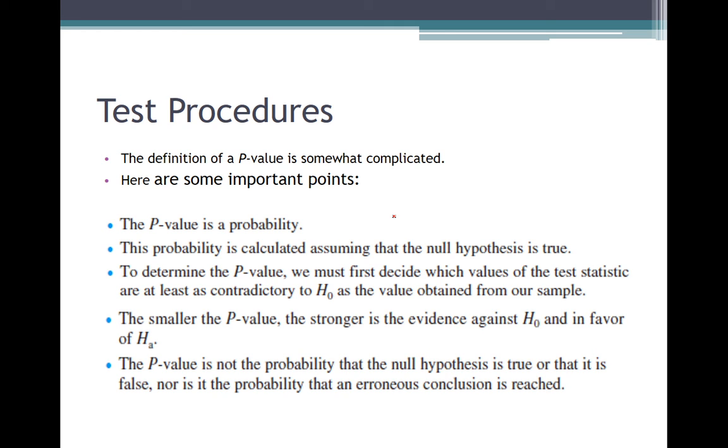It is not the probability that the null hypothesis is true or false. That's a big one. It is not, just like with the confidence interval, saying it's the probability that the parameter is contained in our confidence interval. No, the confidence interval is the method. It's the probability that our method produces an interval with our parameter in there. A specific one does not tell us whether it is or is not there.